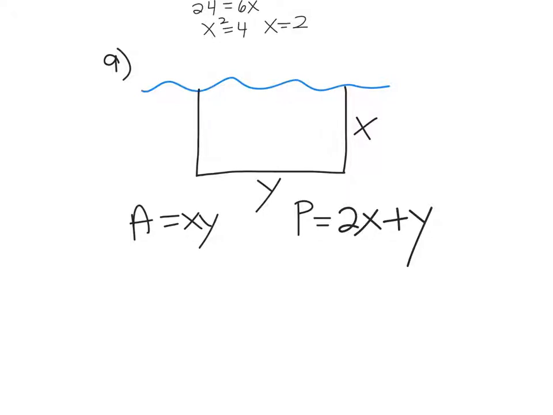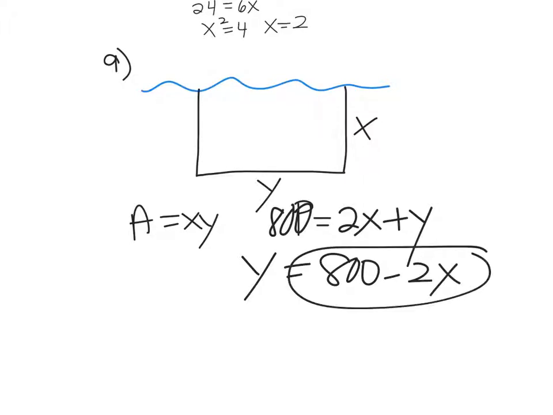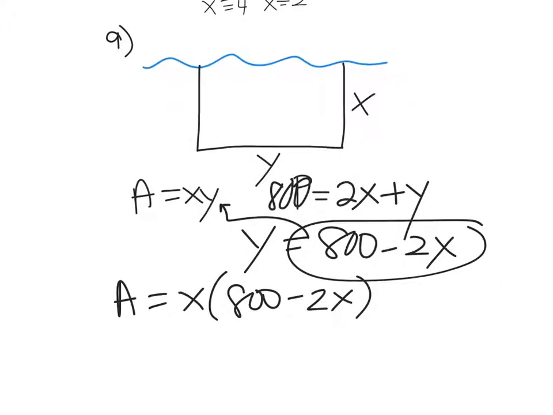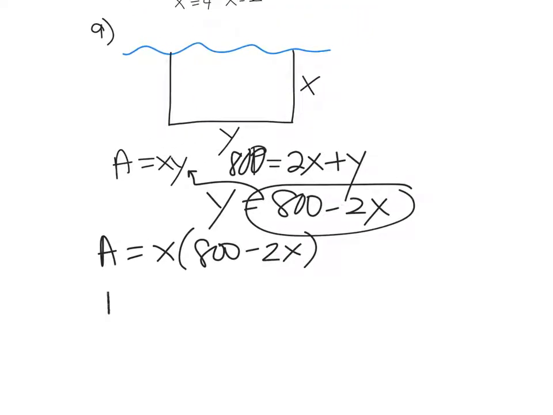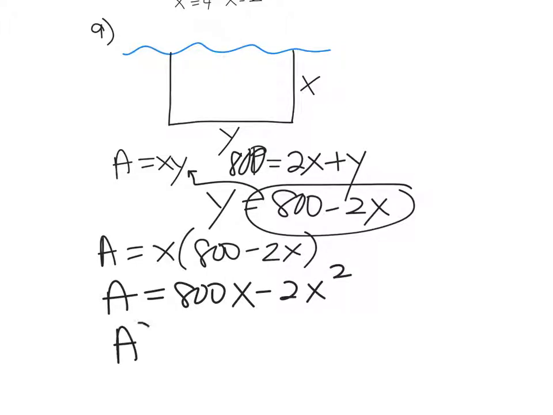Oh, let's do it then. What did I say? Oh, the perimeter is 800. So let's change that P to an 800. So I would solve for y. Y equals 800 minus 2x. Take that and plug it in for y. So the area equals x times 800 minus 2x. Distribute the x. So it's 800x minus 2x squared. Take the derivative.